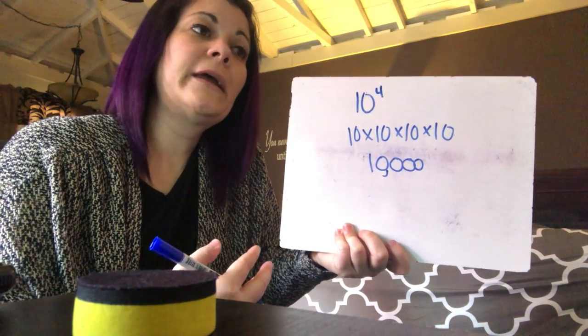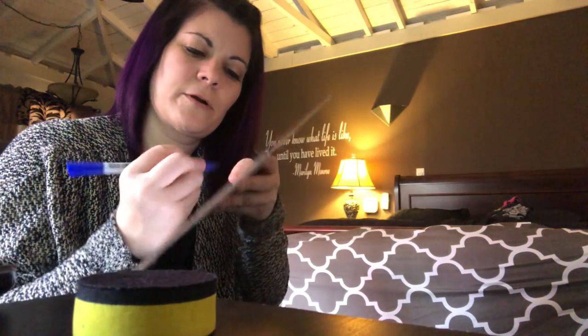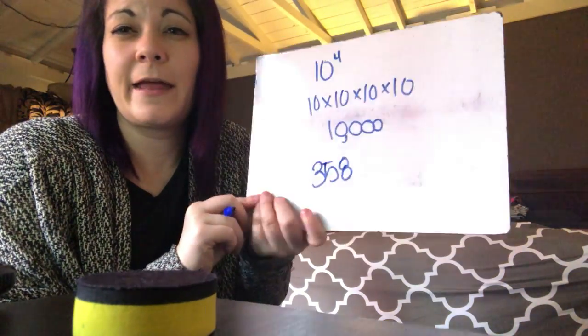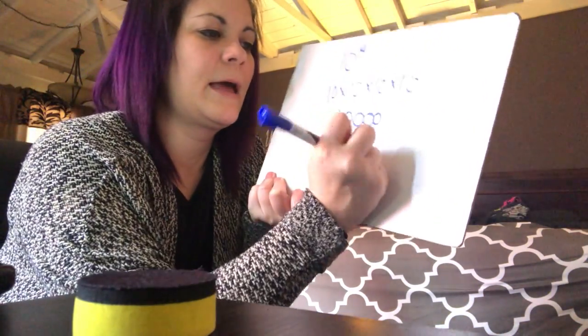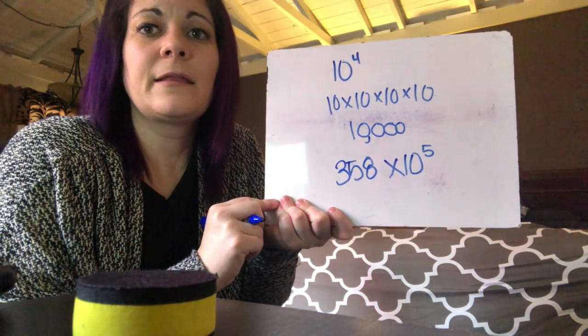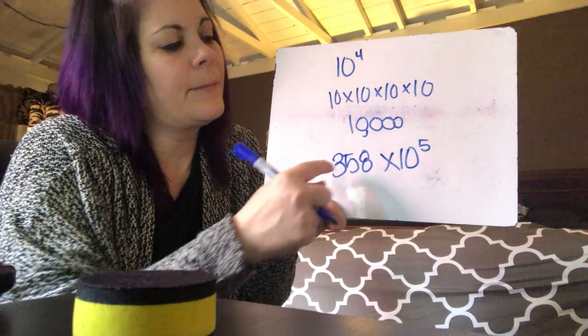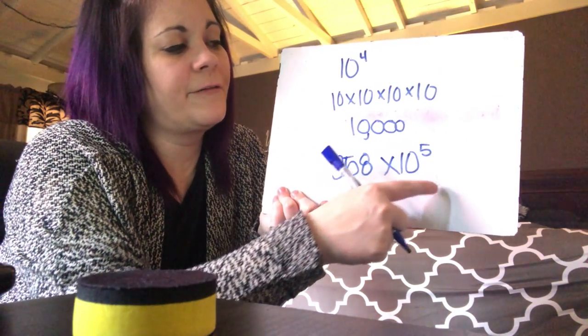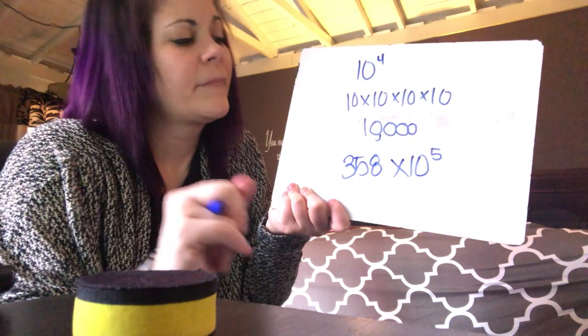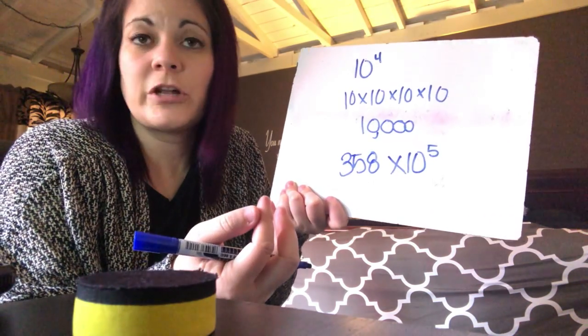Okay? When you have a number and you want to multiply by the power of 10, let's say you want to multiply 358 by 10 to the 5th power, which is a 1 with 5 zeros behind it, so that's 100,000. And so 358 times 100,000.